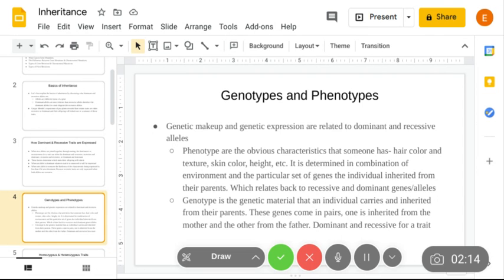Genotype is the genetic material that an individual carries and inherited from their parents. These genes come in pairs. One is inherited from the mother and the other from the father, dominant and recessive for a trait.